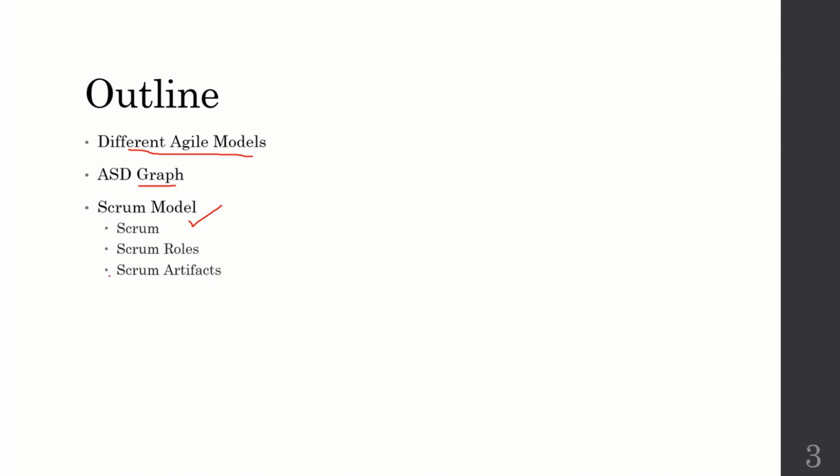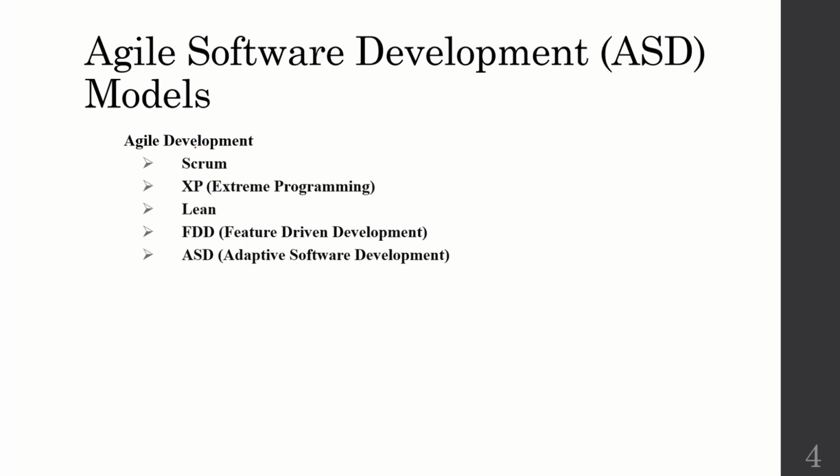So here we have a list of models that come under Agile Software Development, and in short we can say it as ASD models. This list includes Scrum, then we have XP, that is Extreme Programming, then we have the Lean Software Process Model, FDD, that is Feature Driven Development Model, and finally ASD, that is Adaptive Software Development. In this lecture, we will focus on our first model, that is Scrum.